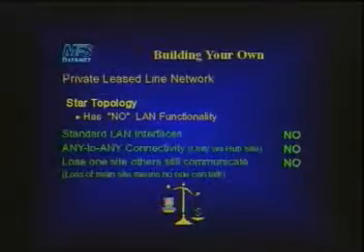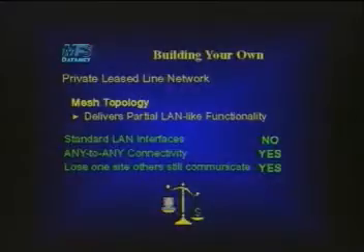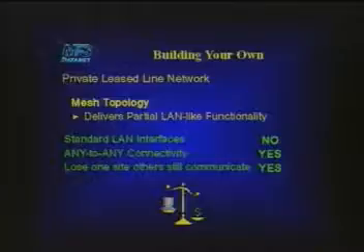Now, if you use a star topology, you really don't get any of what you might call LAN-to-LAN-like functionality, because you don't have a standard interface that LANs provide, you don't have any-to-any connectivity because everything's homed into a major site, and if you lose that main site, nobody can talk. If you go out and build your own network using a full mesh, then you do get LAN-like functionality to some degree. You don't get a standard LAN interface, but you do get any-to-any connectivity, because every site has a circuit to every other site, or a private virtual circuit if you've got something like frame transport. And if you lose a site, all other sites can still talk.